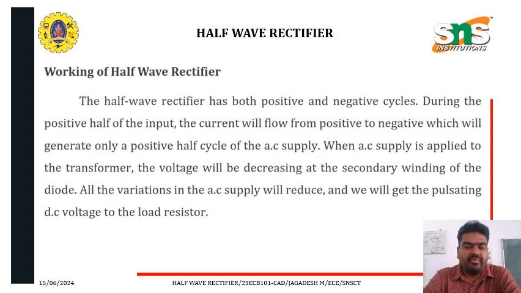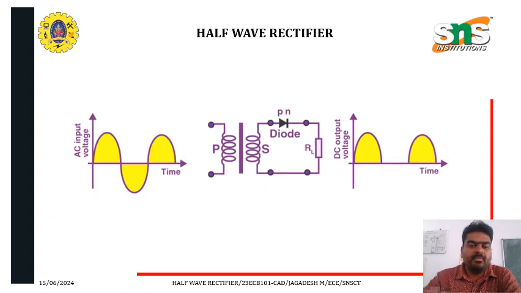Working of the half-wave rectifier. The half-wave rectifier has both positive and negative cycles. During the positive half of the input, the current will flow from positive to negative, which will generate only a positive half cycle of the AC supply. When an AC supply is applied to the transformer, the voltage will decrease at the secondary winding. All the variations in the AC supply will reduce, and we will get a pulsating DC voltage at the load resistor. So this is the input AC voltage, and we have this half-wave rectifier.